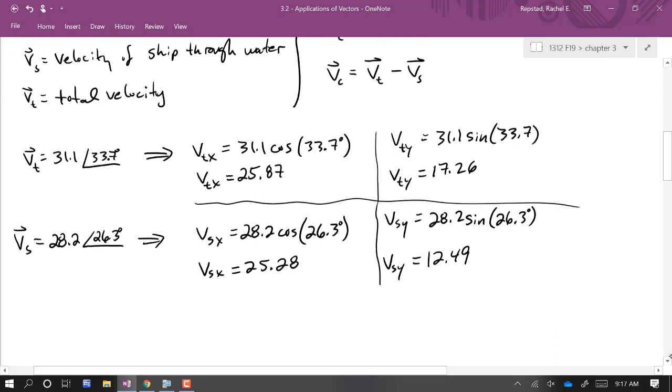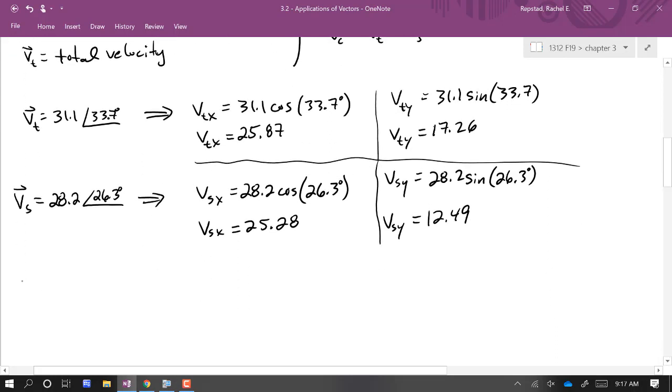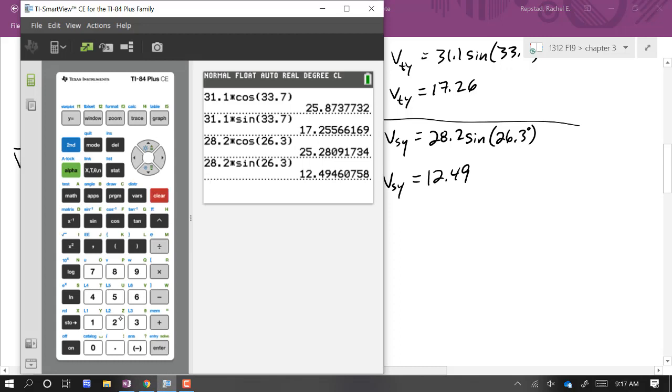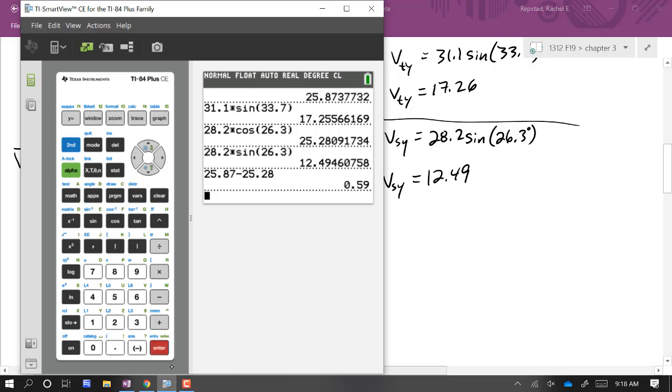Okay, now we've got the components of the given vectors, so we're going to find the x and y components by subtracting the component of the s vector from the component of the t vector. So VCX is VTX minus VSX, or 25.87 minus 25.28, and that gives us 0.59.